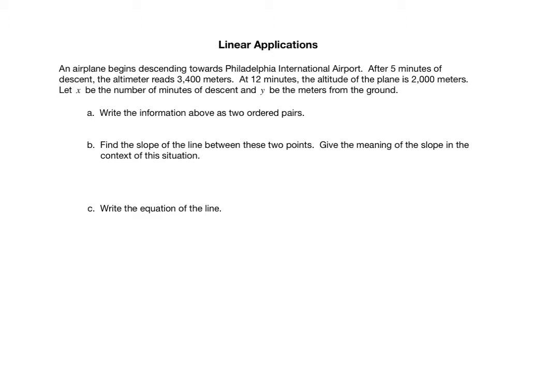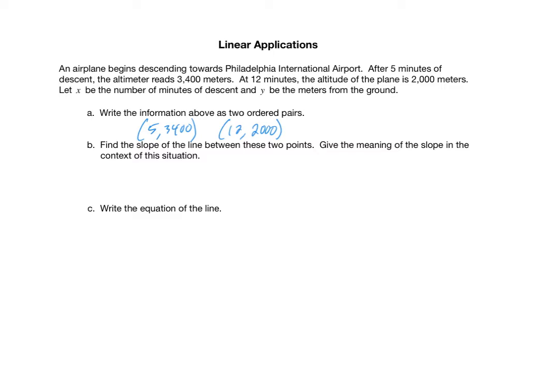First, part A, we want to write the information above as two ordered pairs. We were told to let the input be the number of minutes and the output be the meters from the ground. So after 5 minutes of descent, the altimeter reads 3,400 meters. So one of our ordered pairs is (5, 3,400). And then at 12 minutes, the altitude of the plane is 2,000 meters. So this one is (12, 2,000). So we have two ordered pairs representing the altitude of the plane at two specific times.